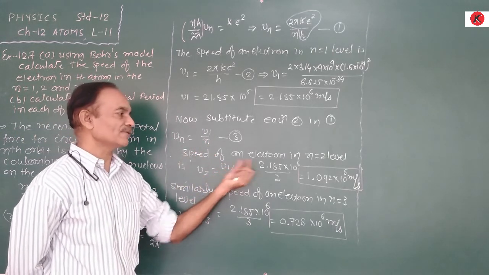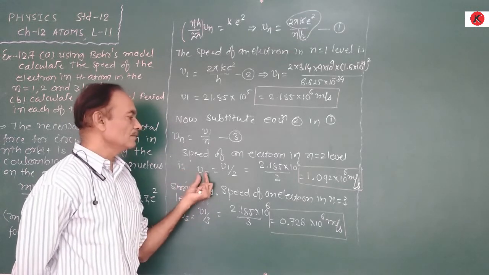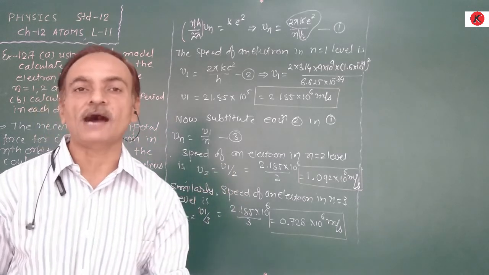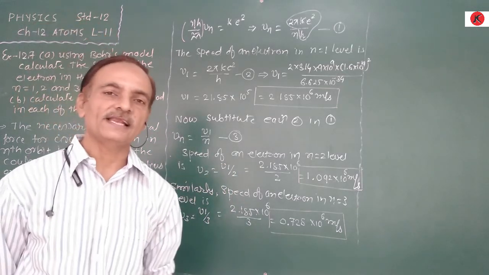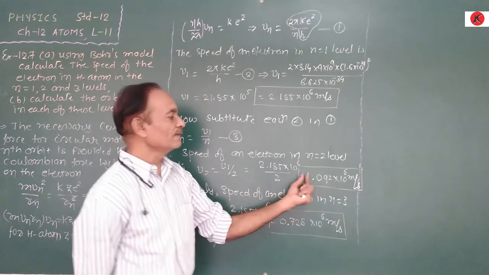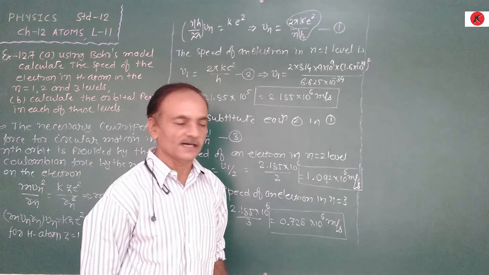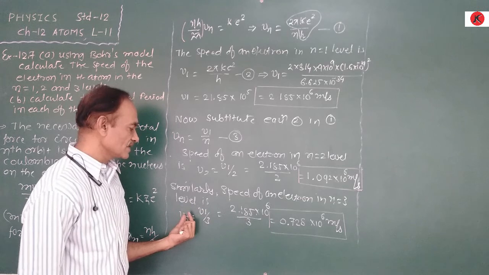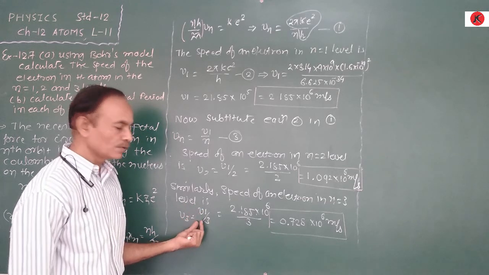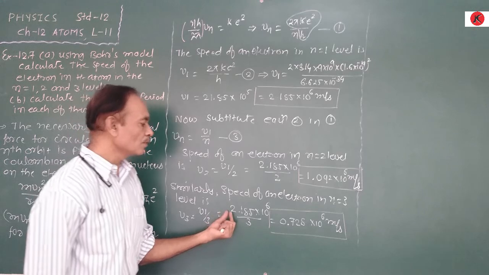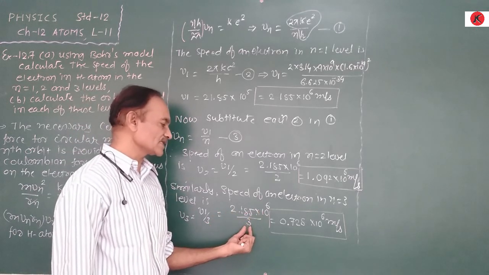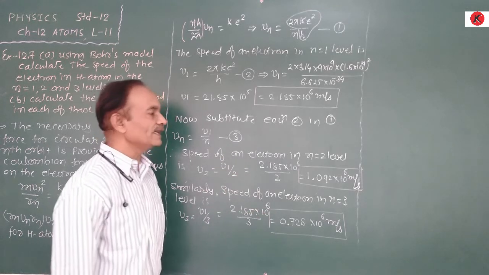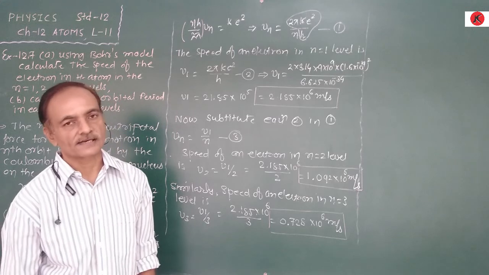Therefore, the speed of an electron in the n equal to 2 level is v2 equal to v1 by 2. That means the speed of an electron in the second orbit is half of its speed in the first orbit, that is 1.092 into 10 raised to 6 meter per second. Similarly, the speed of an electron in the n equal to 3 level is v3 equal to v1 by 3, equal to 2.185 into 10 raised to 6 by 3. That means the third part of v1, 0.728 into 10 raised to 6 meter per second.